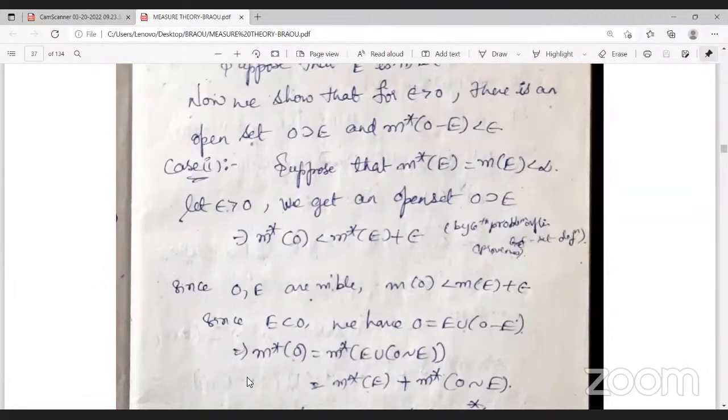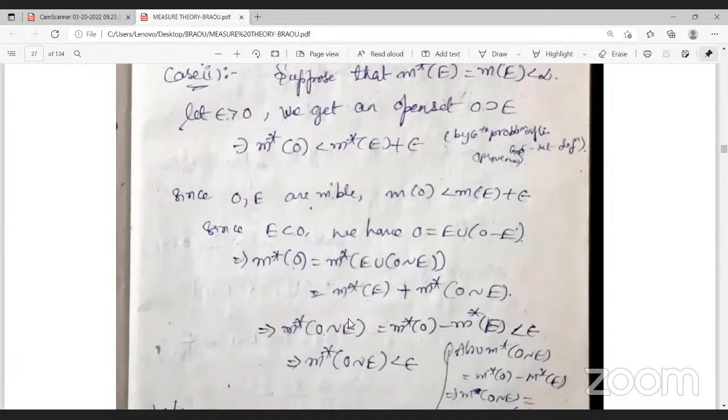Here in place of O, E is a subset of G. Then which implies G equals to E union G minus E. And taking both sides, what is that measure? Outer measure. M star of G equals to M star of E union G minus E.